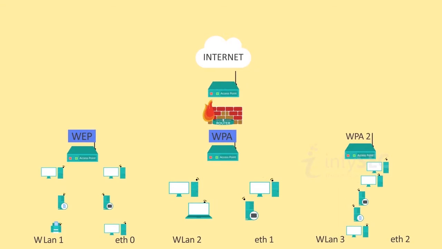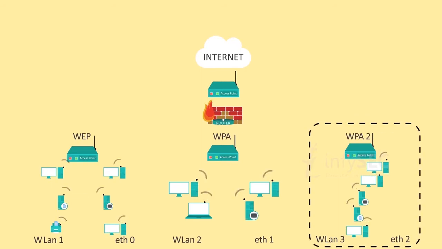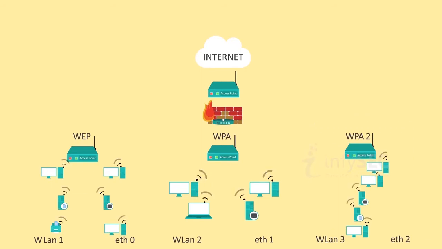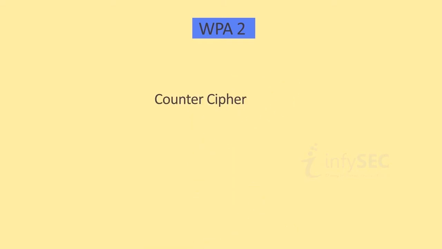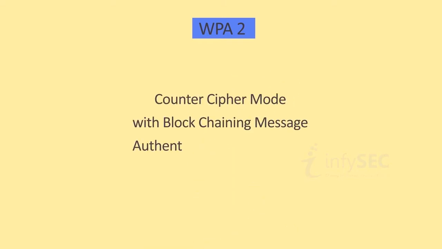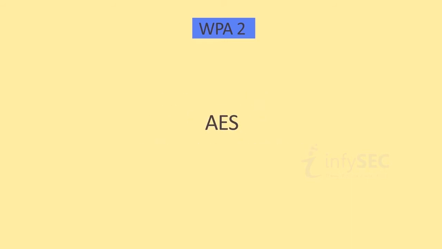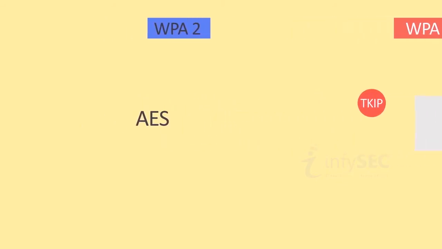Apart from WEP and WPA, there exists yet another encryption standard, WPA2, adopted widely by many WLANs. But what is WPA2? WPA2 relies on TKIP, which works similar to that seen in WPA. WPA2 introduces CCMP, counter-cipher mode with blockchaining message authentication code protocol, a new AES-based encryption mode with strong security. It provides a stronger encryption when compared to TKIP.